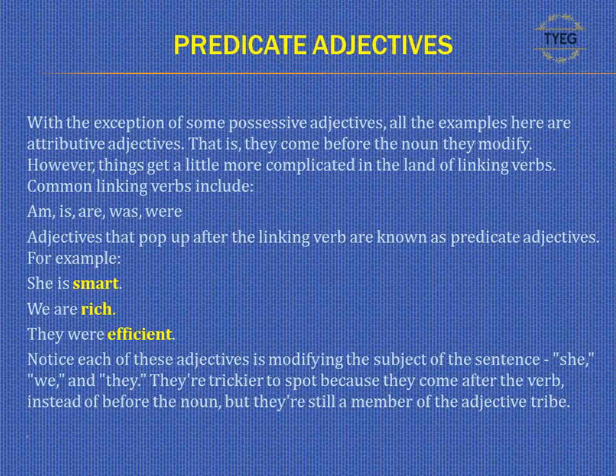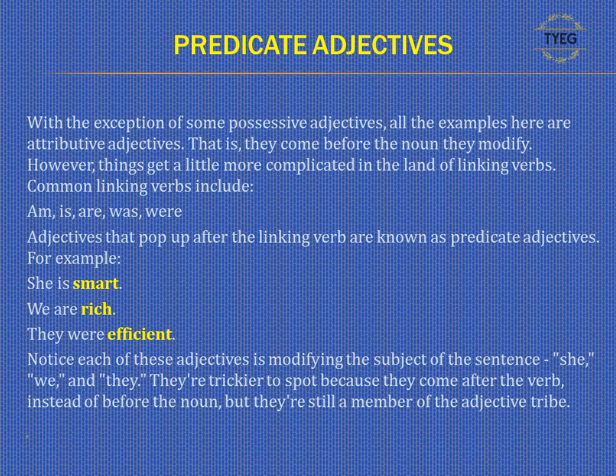Predicate adjectives. With the exception of some possessive adjectives, all the examples here are attributive adjectives. That is, they come before the noun they modify. However, things get a little more complicated in the land of linking verbs. Common linking verbs include am, is, are, was, were. Adjectives that pop up after the linking verb are known as predicate adjectives.